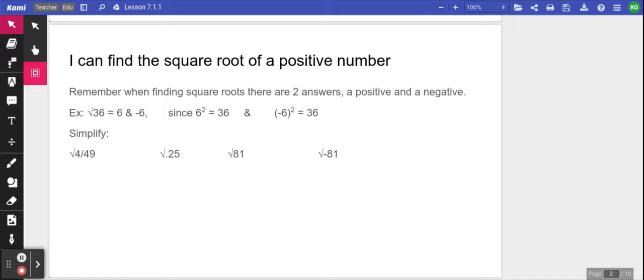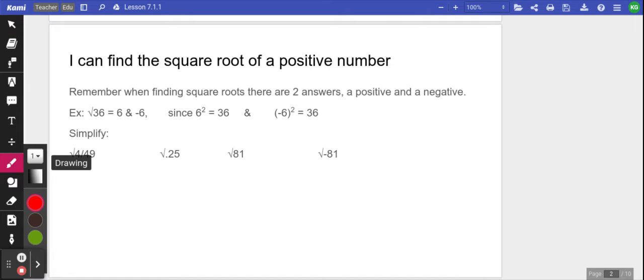So remember that square roots can only happen for positive numbers, because in order to get a perfect square, you have to multiply a number times itself. So if I did 6 times 6, that would be positive 36. And if I did negative 6 times negative 6, that would also be a positive 36. So the square roots can only come from a positive number.